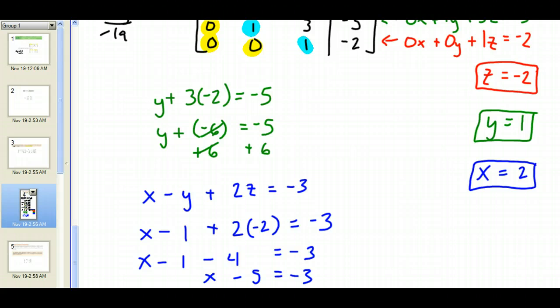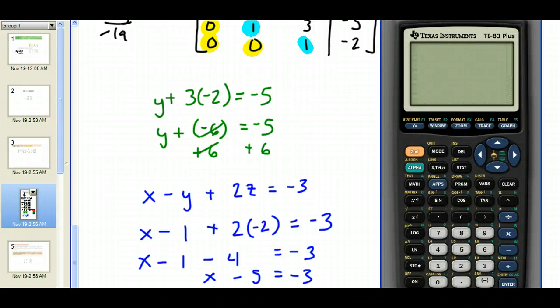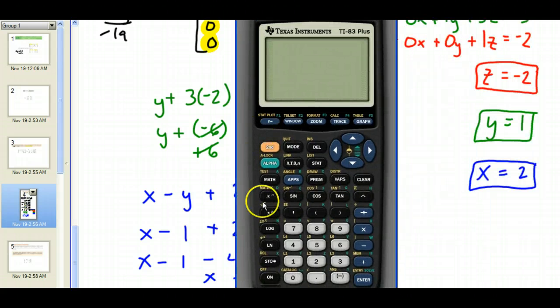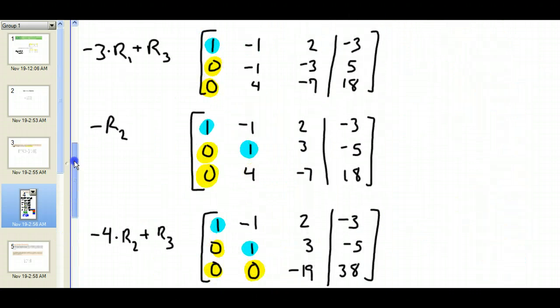Now do like we did in the last video. Use that store feature on your calculator. Say 2 store as x, 1 store as y, and then negative 2 store as z. And now we just go back and write our original equations.